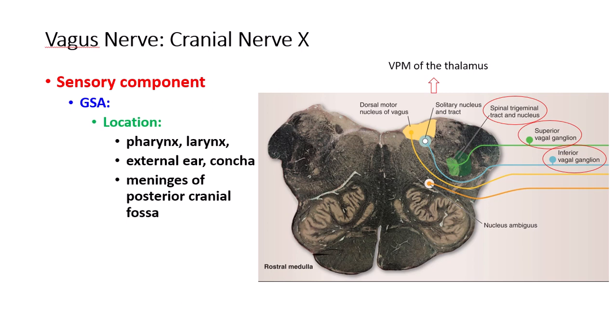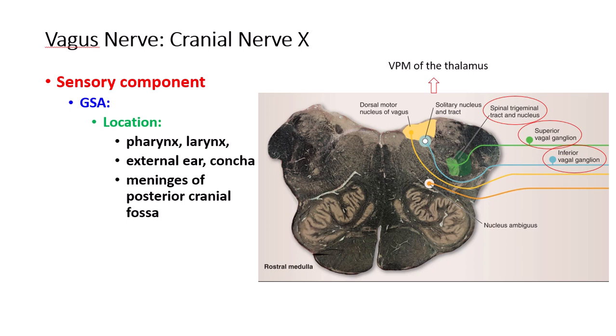There are two different areas that you can see. One is the pharynx, larynx, and external ear. Concha is part of the external ear. So the receptors are located here, and the cell body is in the inferior vagal ganglion, and then, though it's not shown here properly, that goes to the spinal trigeminal nucleus, which processes mainly pain and temperature sensation.